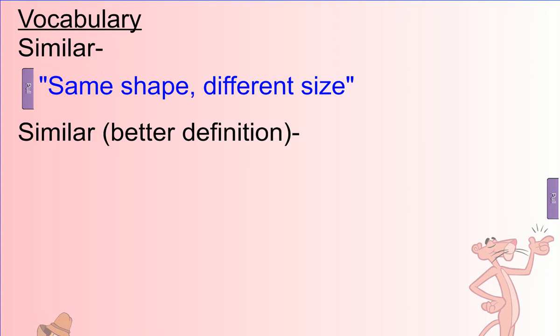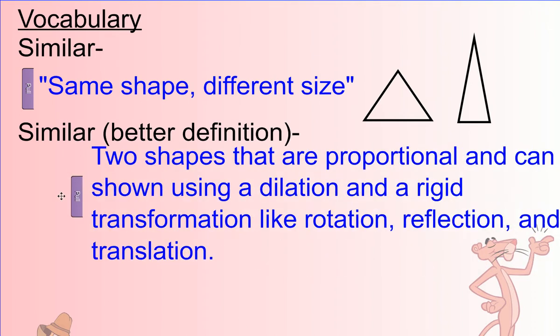When it says same shape, are we talking about any two triangles are the same? Are those two similar? They're both triangles. They're both isosceles triangles. They're both isosceles acute triangles. So they're the same shape, but they're different sizes. So are they similar? And the answer there would be no. Those two are not similar. So we need a little bit better of a definition.